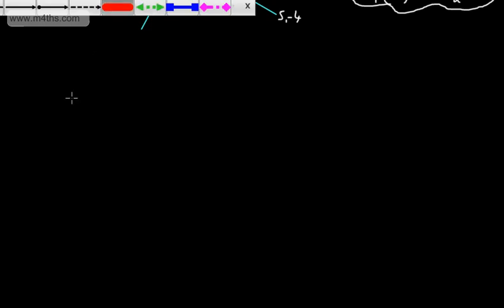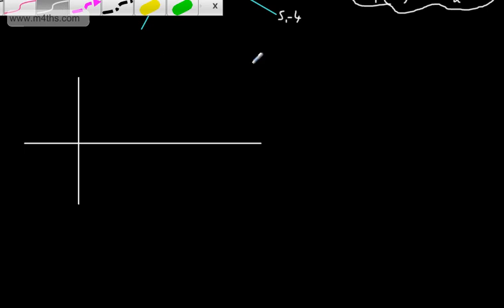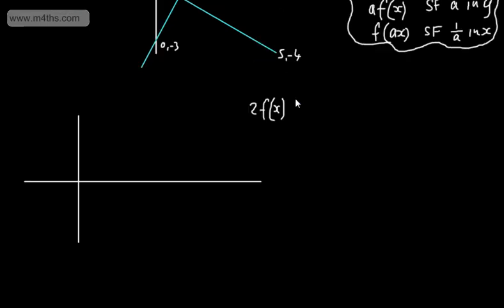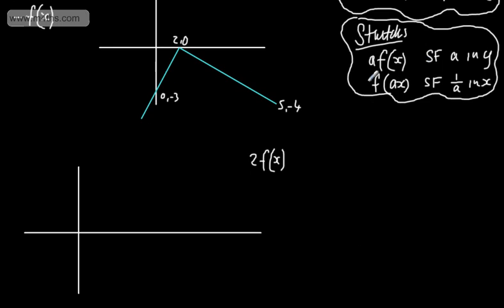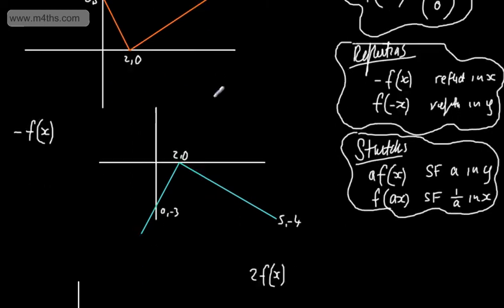Let's go ahead and look at another one. This time we'll do 2f of x. This is a scale factor stretch of 2 in the y direction. So if we consider this point right here, this is going to go from 0, 3 to 0, 6, and this is going to go from 5, 4 to 5, 8.